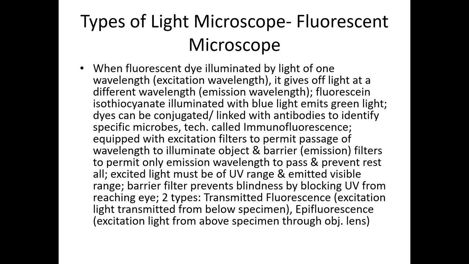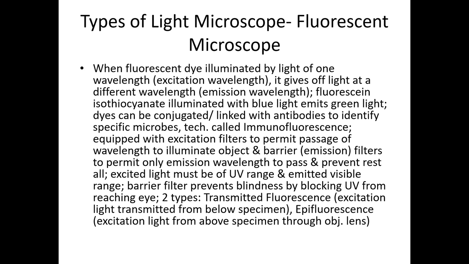For example, if we are using UV light as the excitation light, and if there is no barrier filter provided, there is a chance that the UV light may enter our eyes and we may become blind. In order to prevent this, the microscope is provided with an emission filter or barrier filter, which will block all UV light. Usually, fluorescent dyes illuminated with UV light will emit only visible light. But if by accident UV light comes back towards the eyes, this barrier filter will prevent its entry into the eyes.